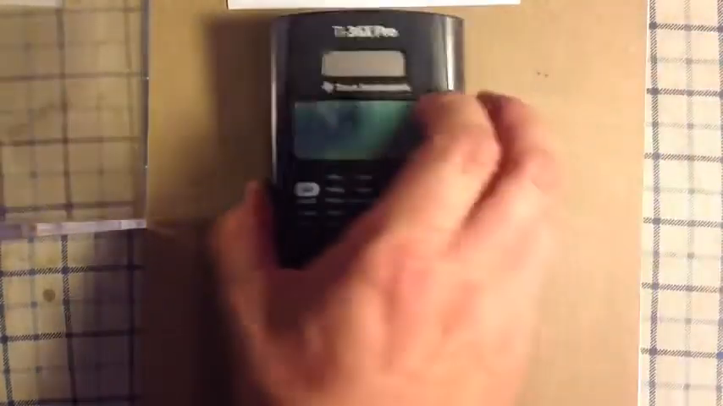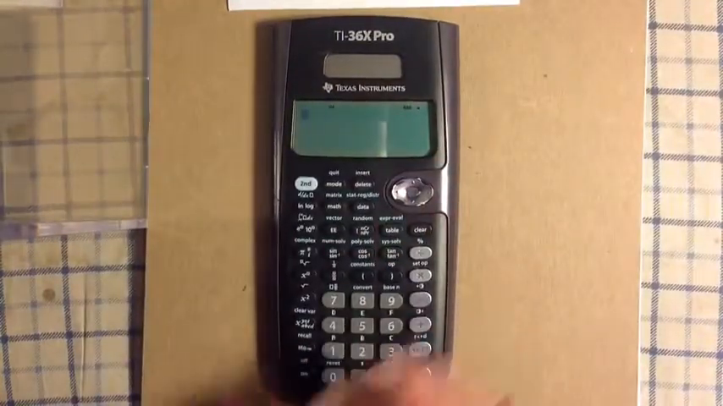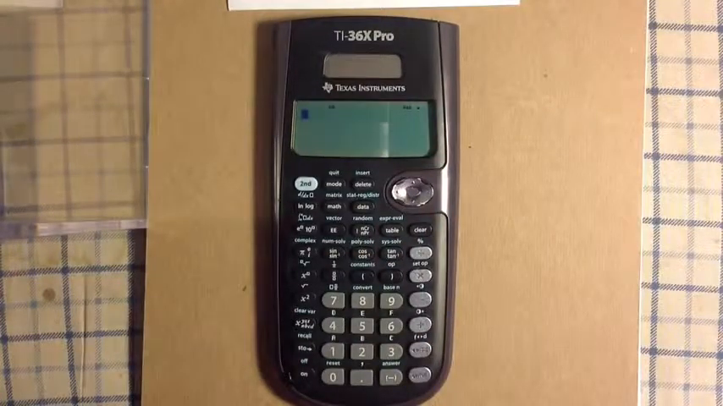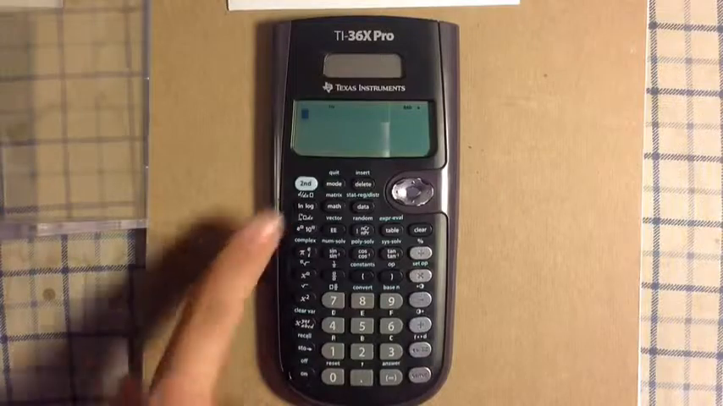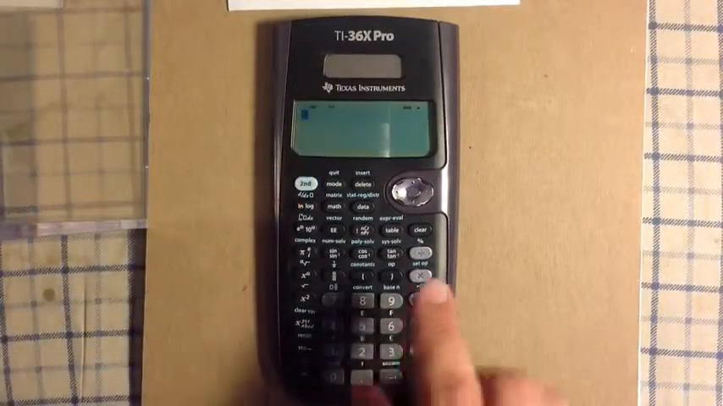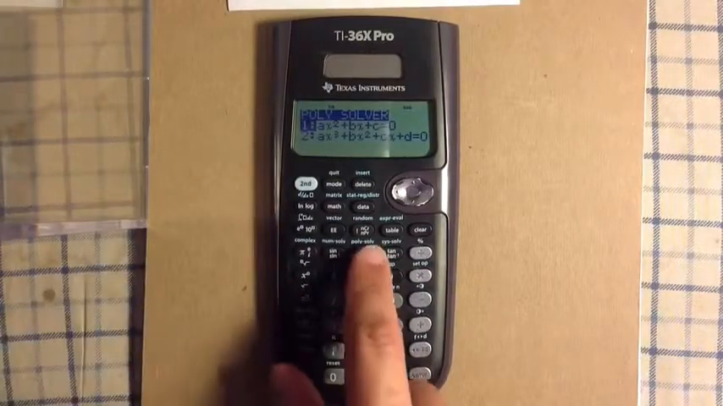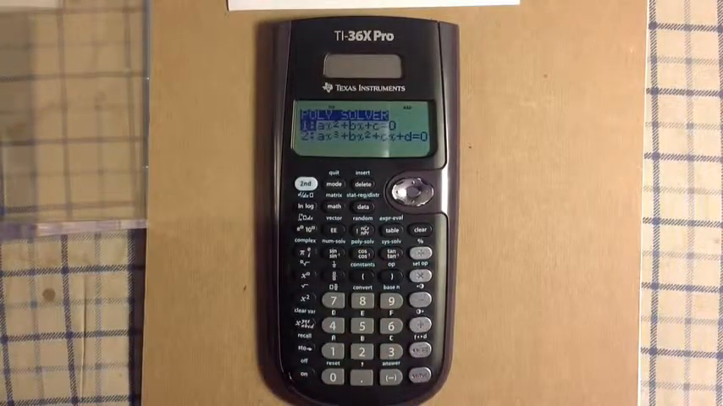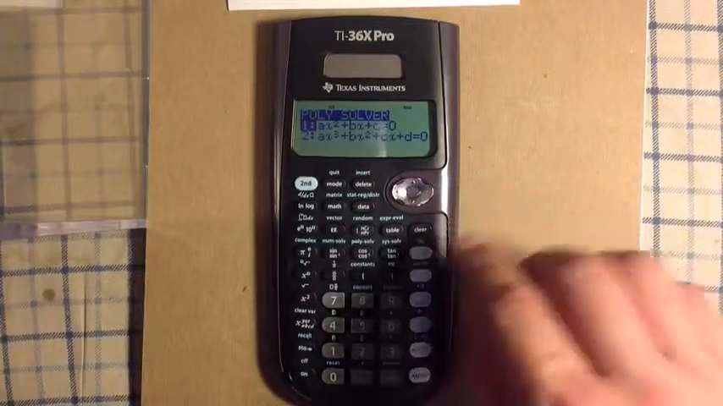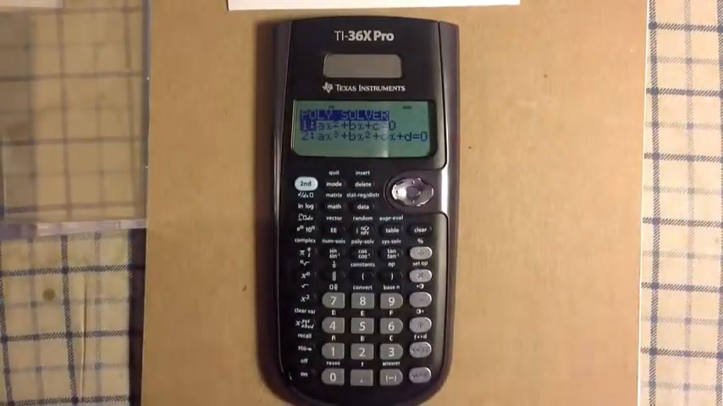But if I try to solve the quartic equation directly through the polysolve feature, which is accessed by second cosine key, I find that the polysolver offers second degree equations and third degree equations, not fourth degree. So we're going to need to set up a strategy to solve for quartic equations.